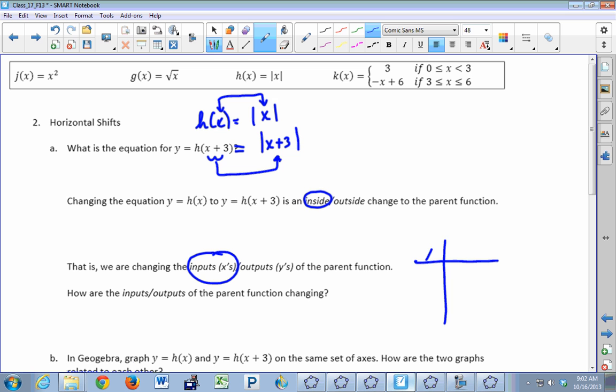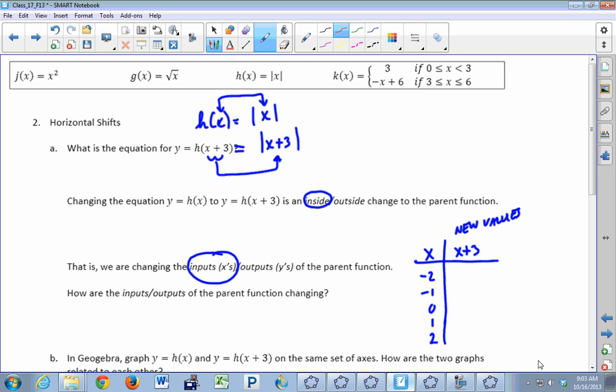Well, here's my original input. Let's say we had -2, -1, 0, 1, 2. That's my original x. How are they changing? I'm not asking about the y's. I'm just saying, how are my inputs changing? Here are my original inputs. I'm adding 3 to them. So now my new inputs are x plus 3.